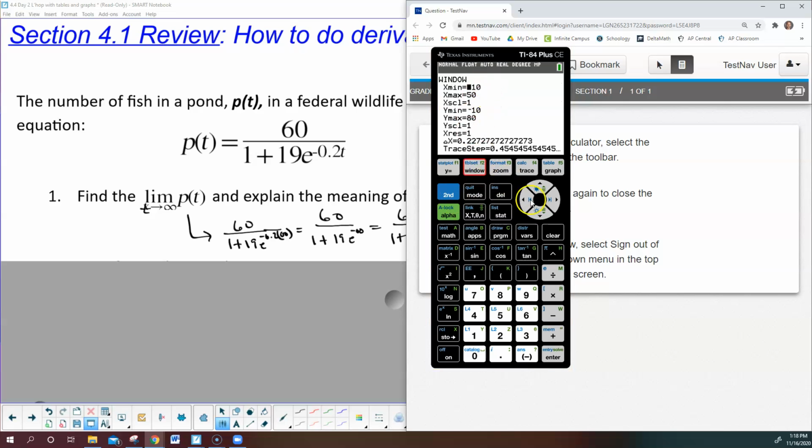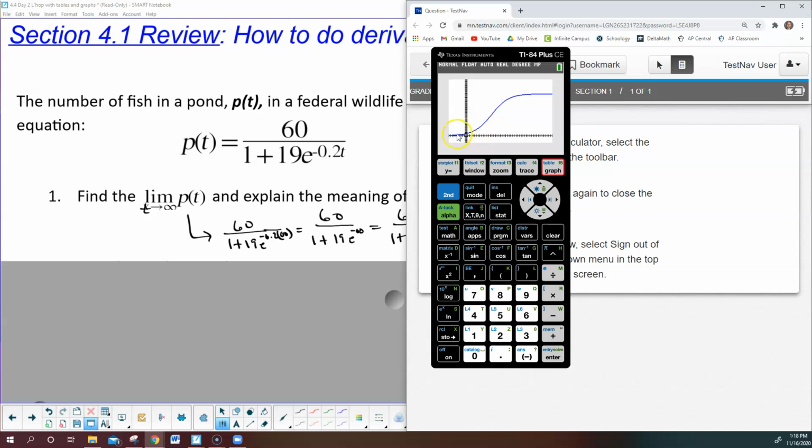So I'm going to hit window, and I want to see, let's see, I'm not sure how many years this is going to take, so I put 50. Could go higher. And then I'm going to go to the y min. I'm not going to go negative fish. But then the y max could be 100. I put 80 because 80 is bigger than 60. So let's hit graph and look at what's happening.